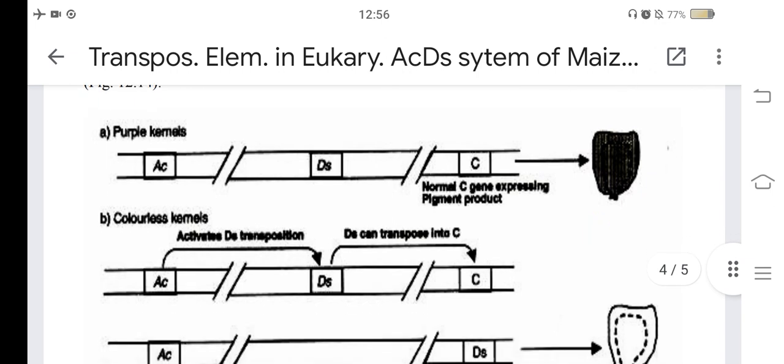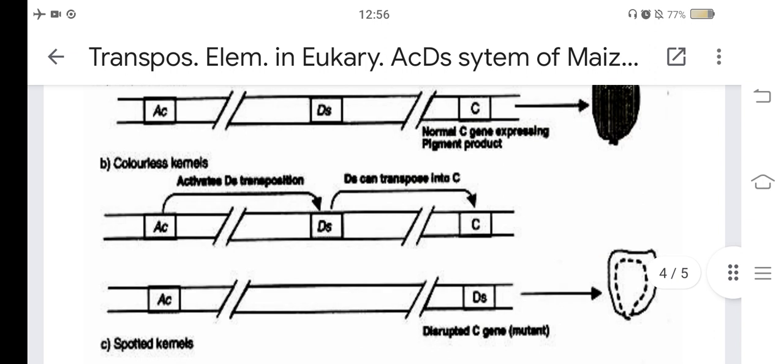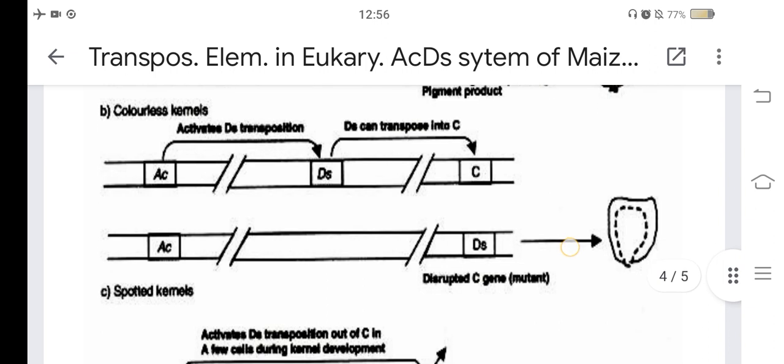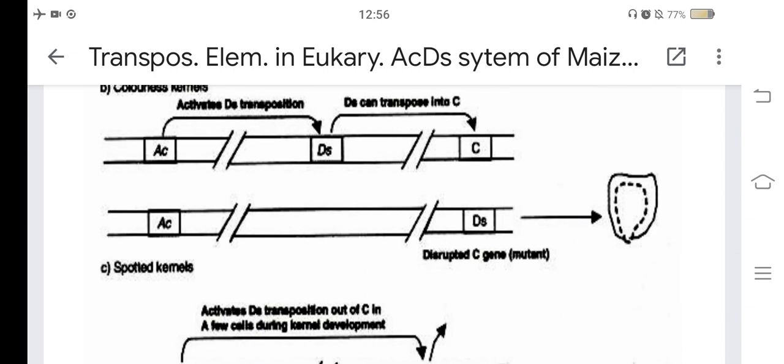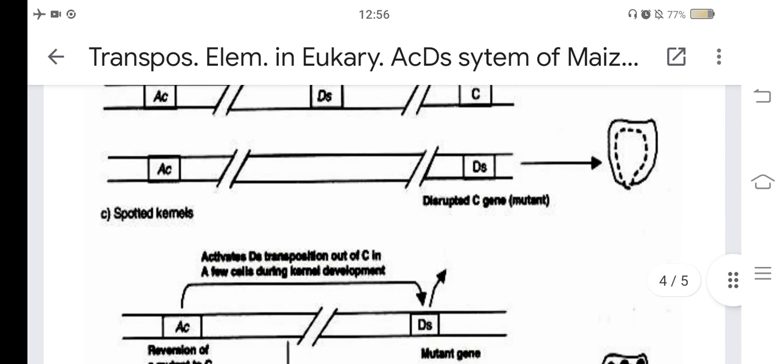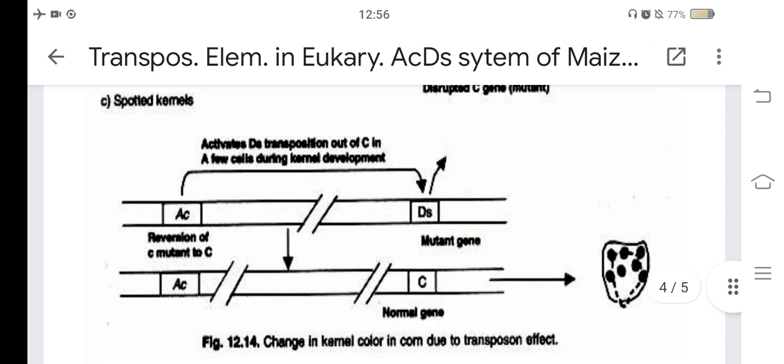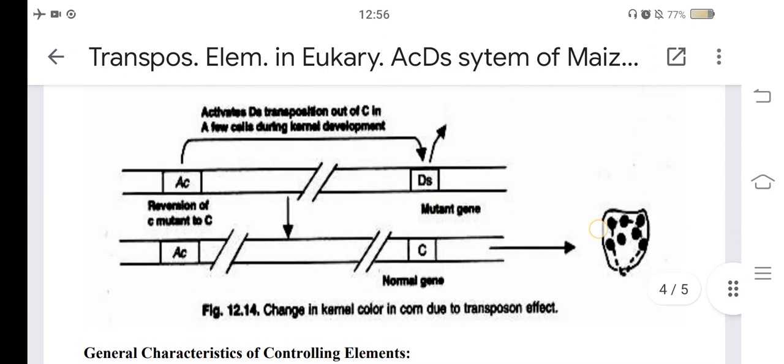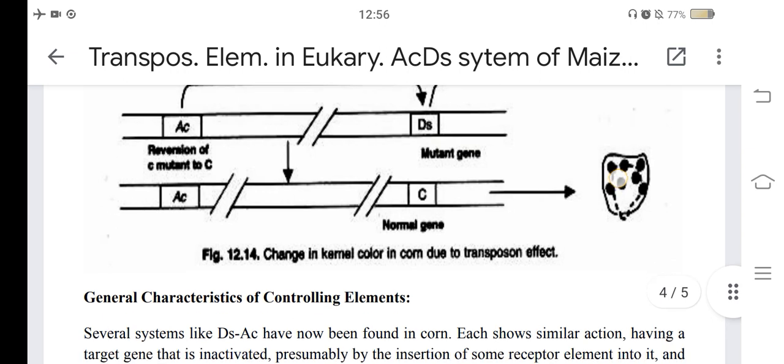Purple kernels: AC, DS, C, normal C expressing pigment product. Colorless kernel: activated DS transposition. DS can transpose to C. So spotted kernels: disrupted C gene mutant, spotted kernel. Normal gene change in color in corn due to transposition effect.